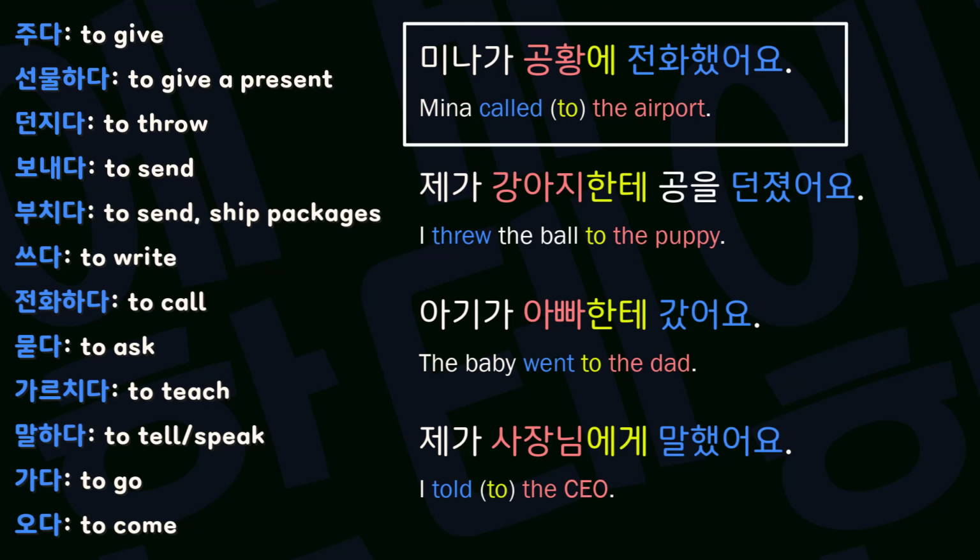Okay, so today we learned to use the particles 에게 and 한테 to mean "to" when the recipient of the verb's action is a person or an animal.